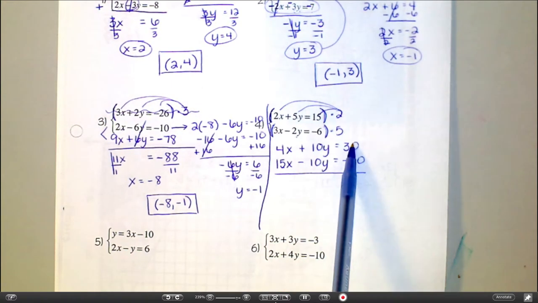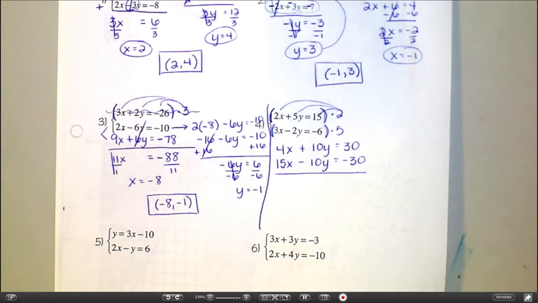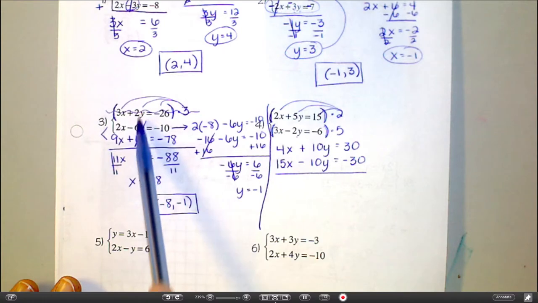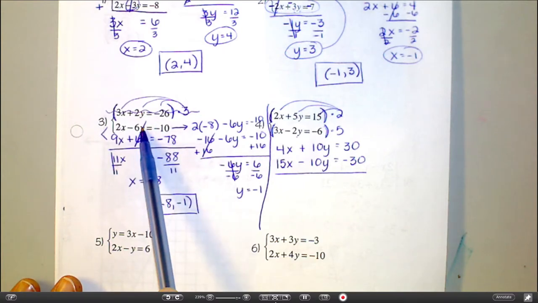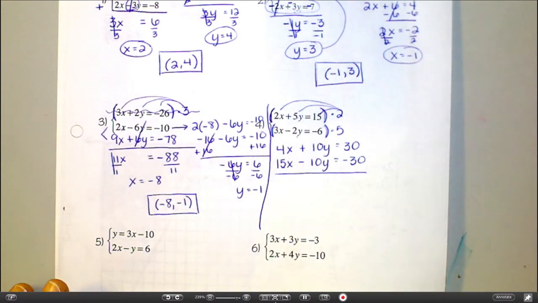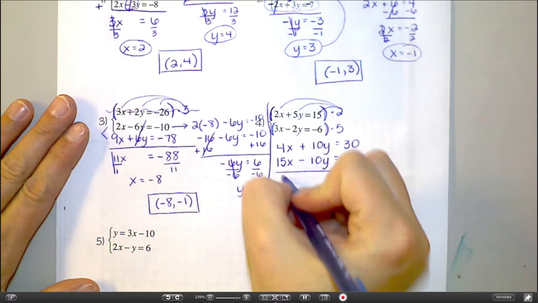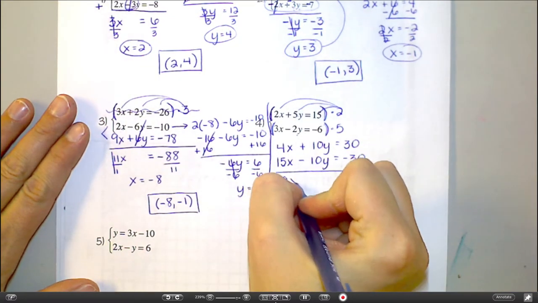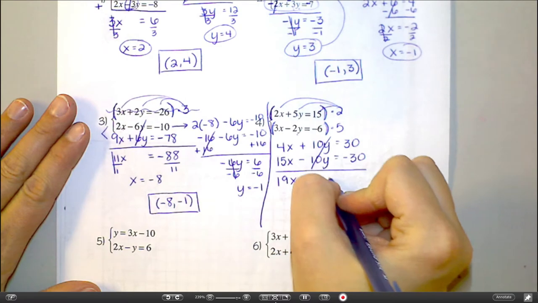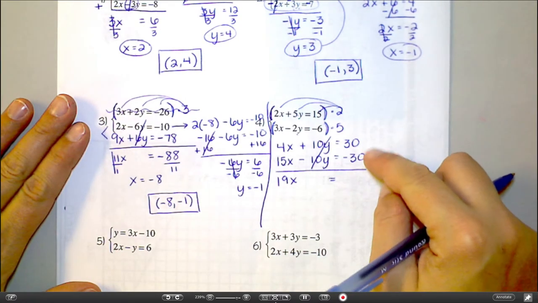Back here I only had to change one equation. Here I'm having to change both because I don't really have a good way to turn, like here I was able to turn a 2 into a 6 and this was already a 6. This time I had to change both of them. So when I add these together, here I get 19x. These cancel.